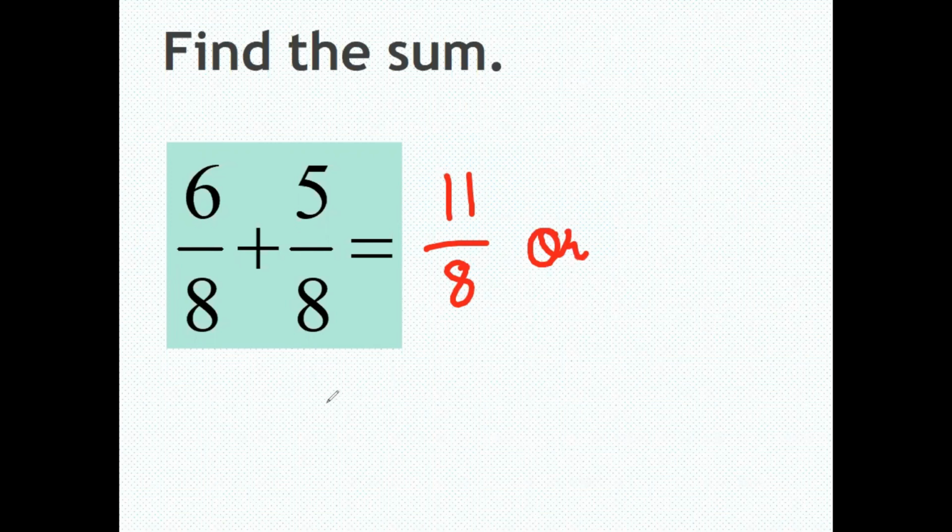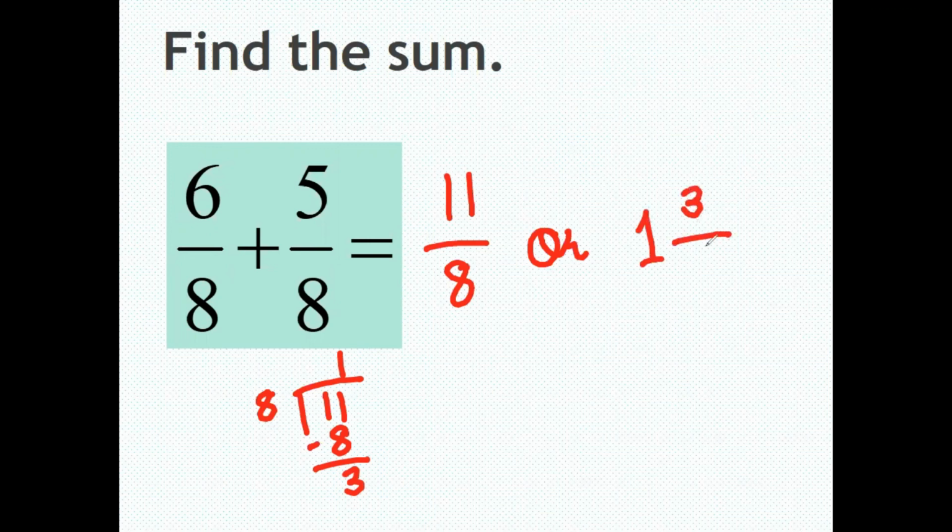So let's divide 11 by 8. How many 8s are there in 11? There's only 1. 1 times 8 is 8. And 11 minus 8 gives you a difference of 3. So you see, we have 1 and 3/8. So 11/8 is equivalent to 1 and 3/8.